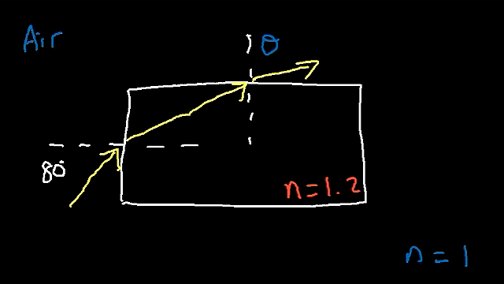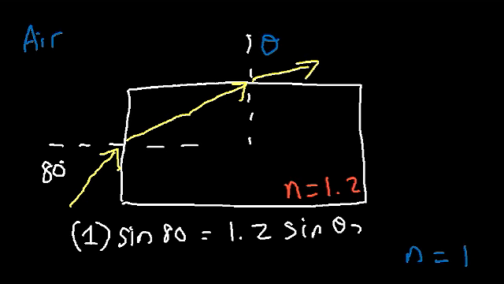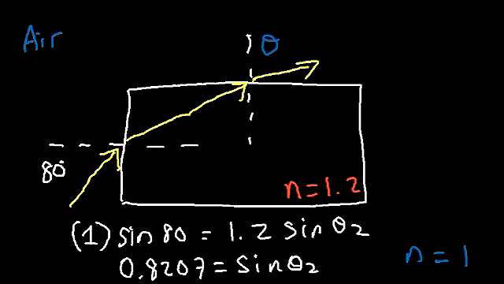So n1 sine theta 1 is equal to n2 sine theta 2. n1 is 1 for air, and the angle outside is 80. n2 is going to be 1.2 times sine theta 2. So sine 80 divided by 1.2 is about 0.8207, and that's equal to sine theta 2. So theta 2, therefore, is the inverse sine of 0.8207.